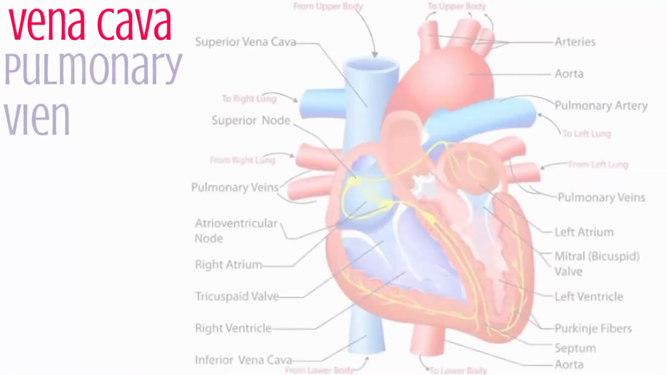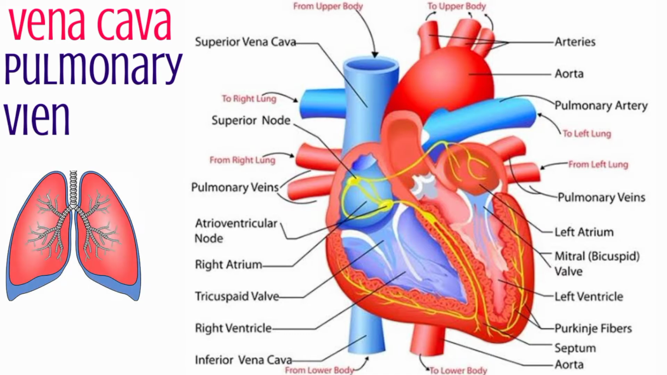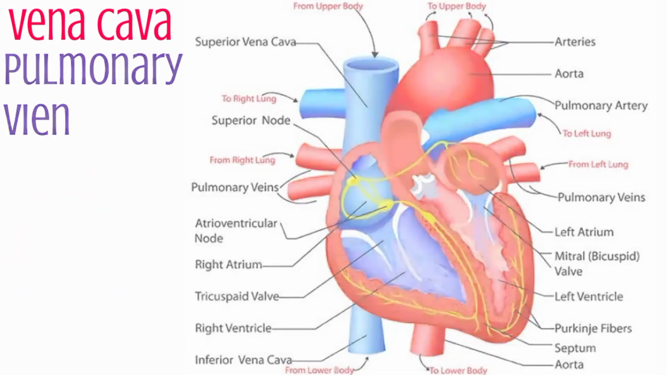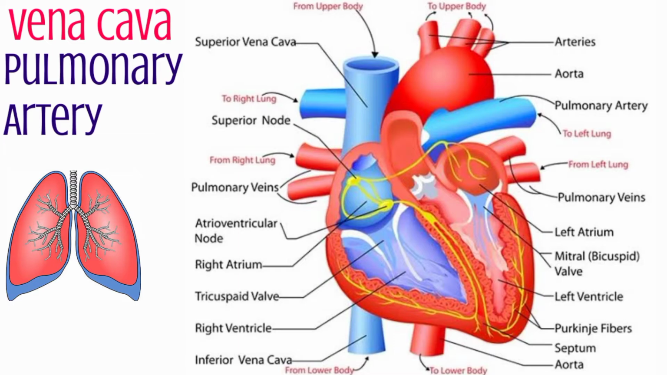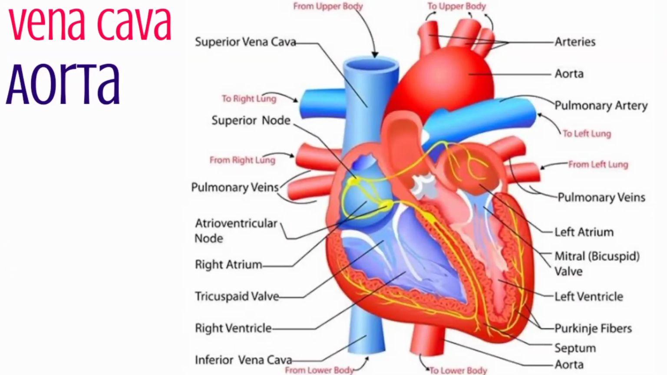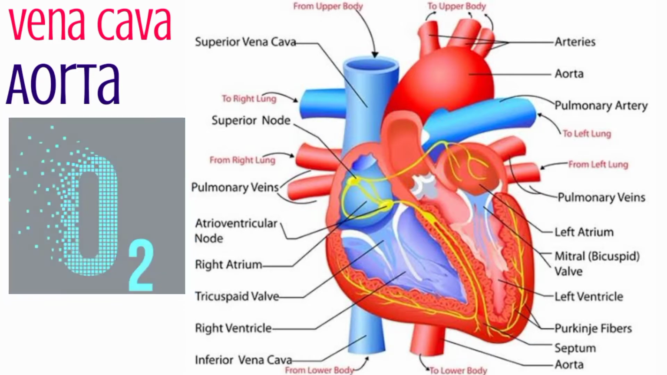Pulmonary veins carry the oxygenated blood from the left and right lungs. They open into the left atrium. Pulmonary artery carries deoxygenated blood from the right ventricle to the lungs. In the lungs, the blood becomes oxygenated. Aorta carries oxygenated blood from the left ventricle to all the parts of the body.